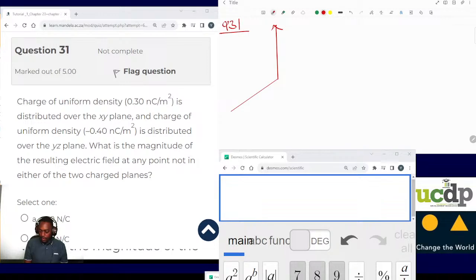Like that. So make this to be our y, this to be our z, x, and this to be our z. Now, what does the question say? So, first and foremost, the sketch helps us to visualize the question. We've got a uniform density of 0.3 nanocoulomb per square meter distributed over the xy plane. So this is our xy plane. So we can choose to represent it like this. This is our xy plane, right?